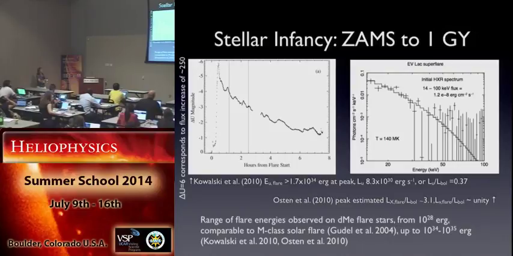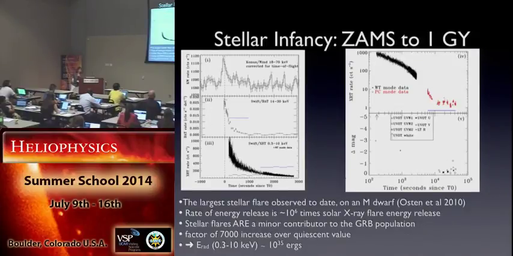And here's another example of one of these very large stellar flares where the X-ray luminosity of the flare exceeded the bolometric luminosity of the star. I won't really go over this slide in much detail, just to say that this is another example of a very energetic flare that's 10 to the 35 ergs from an M dwarf.